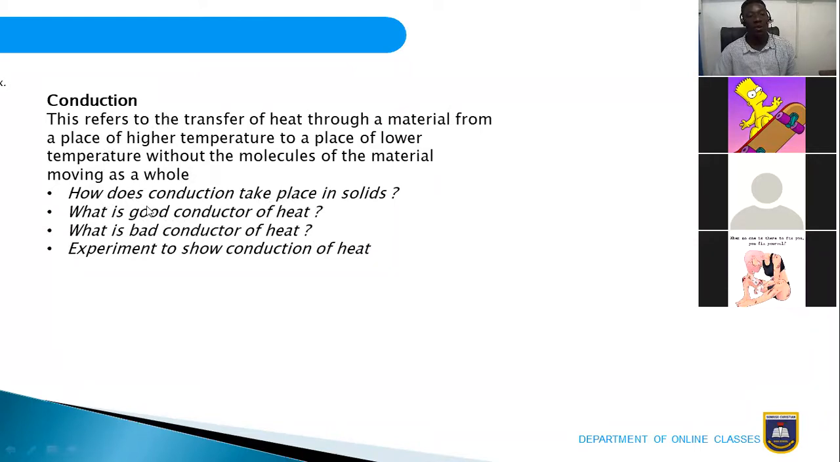With all that I've said, let's just go through these questions and see how does conduction take place in solids. I just explained that. How does conduction take place in solids? Conduction takes place in solids because the particles of solids are closely packed. And since they are closely packed, if heat is subjected to one particle, the neighboring particles also receive the same heat, because they are connected to each other. So that's how conduction takes place in solids.